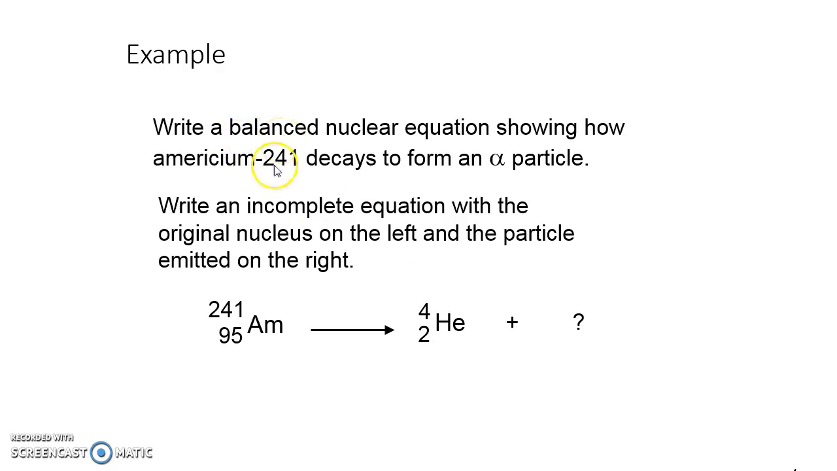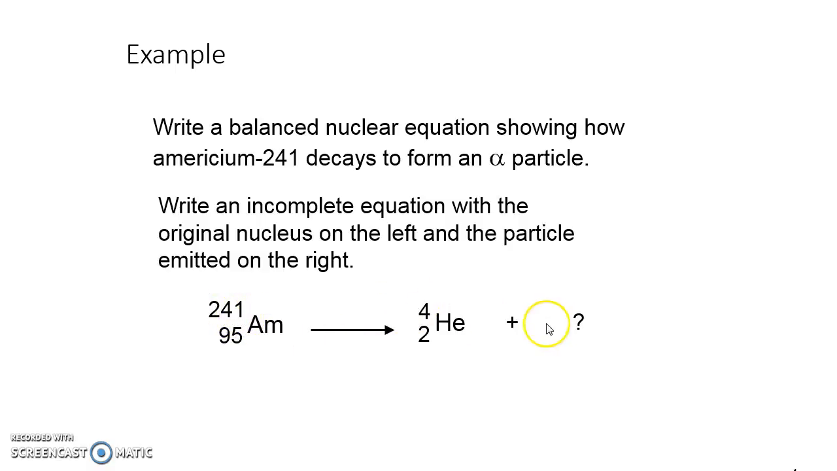So let's look at how you would work through an example problem. It says write a balanced nuclear equation showing americium-241 decaying to form an alpha particle. The first thing you would do is write down all the information for americium, then draw an arrow, because in emission you have this, and then afterwards you have a particle and a new nucleus. It says alpha particle, so it must be an alpha particle that is emitted. Let's figure out what this nucleus will be.